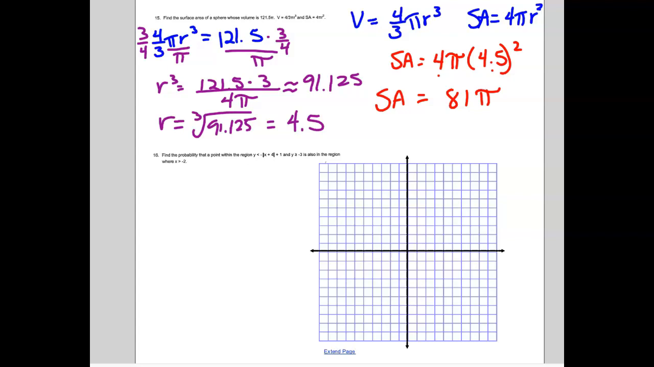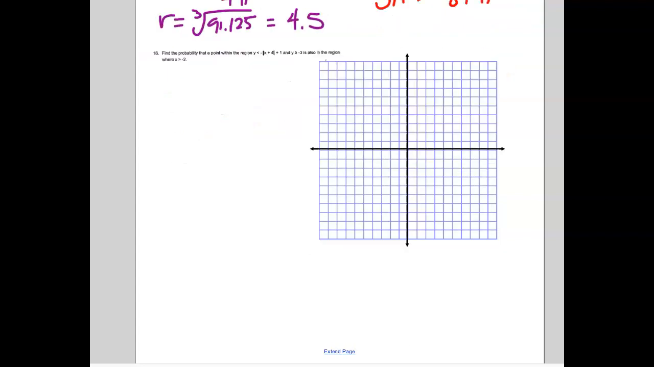All right. Our next question, we're going to use a graph to help us figure this out. It says to find the probability that a point within the region y is less than negative absolute value of x plus 4, plus 1, and y is greater than or equal to negative 3, is also in the region where x is greater than negative 2. So let's start with this first one. Y is less than negative the absolute value of x plus 4 plus 1.